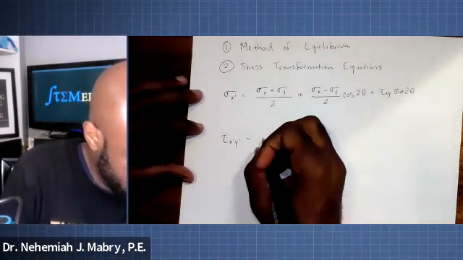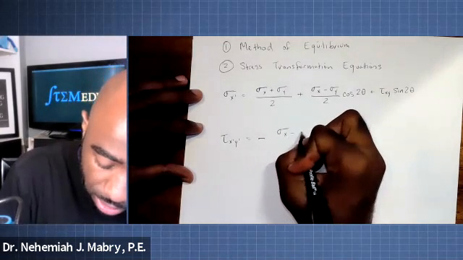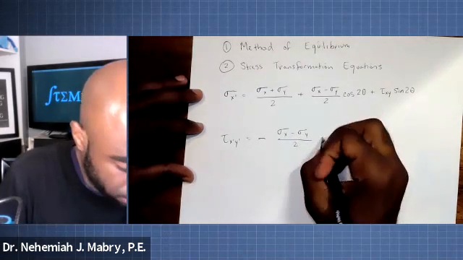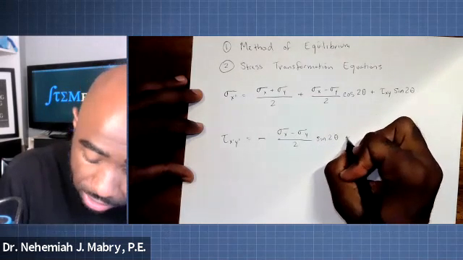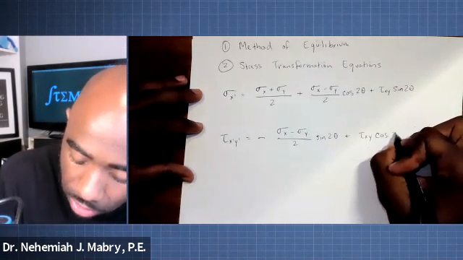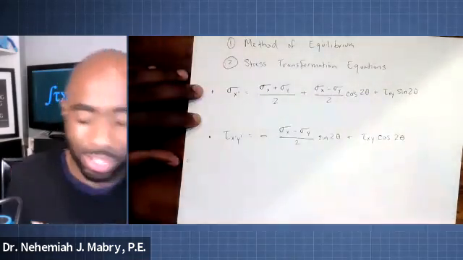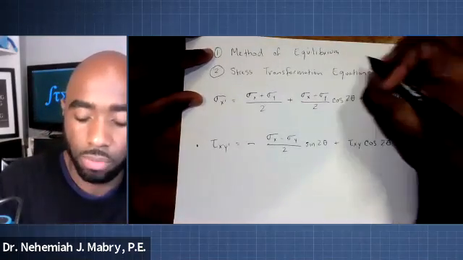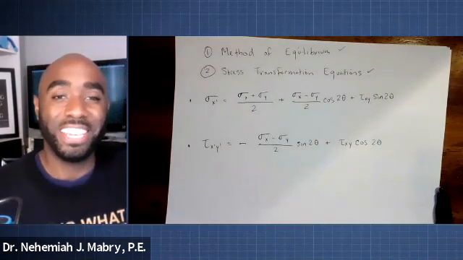The equation for tau sub x prime y prime is negative the sigma sub x minus sigma sub y over 2 times sine 2 theta plus tau sub x y cosine 2 theta. These are the equations that constitute the second method for solving for these principal stresses, and they are called the stress transformation equations.